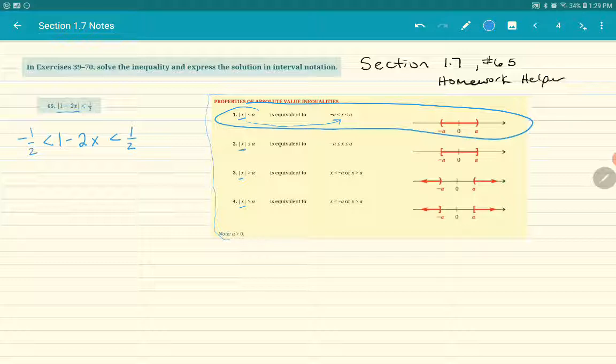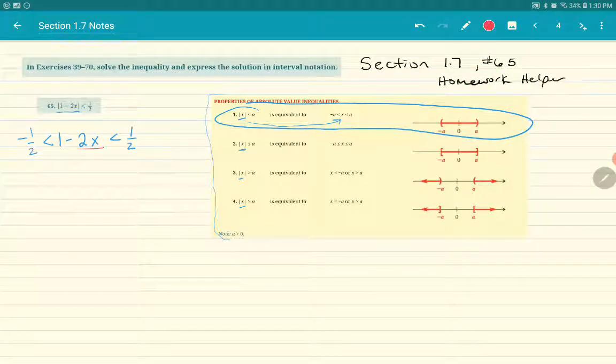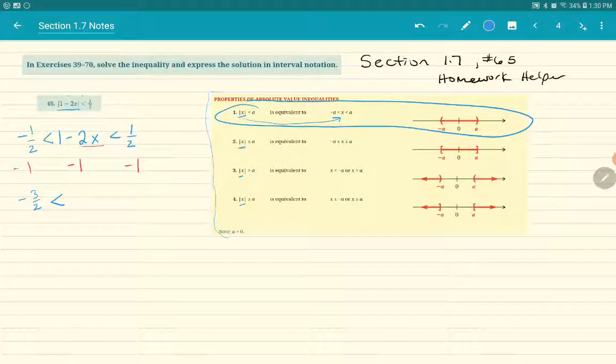All right. Now I need to isolate the x. So I'm going to do all 3 parts of this inequality at the same time. So I'm going to subtract 1 to isolate that term with the x in it, from both sides, all 3 sides, which gives me -3/2 is less than, and then in the middle the 1's cancel and I get the -2x. That was my whole goal. And then on the right I have 1/2 minus 1 is -1/2.